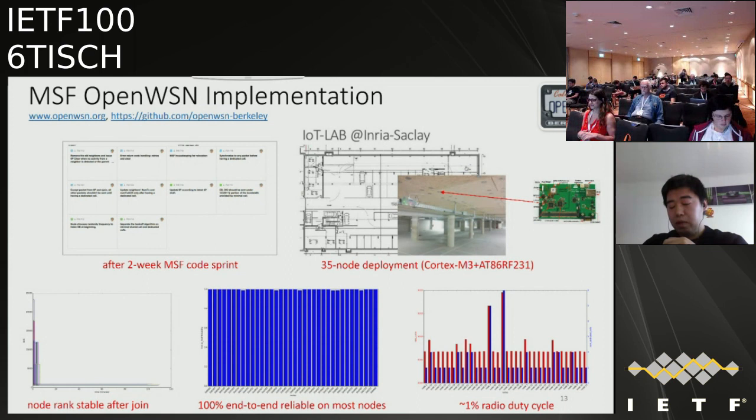So this is on the traffic where the node will send one packet every minute, so most of them only have one dedicated cell in their schedule, so it makes sense. All of them are on average below 1%.